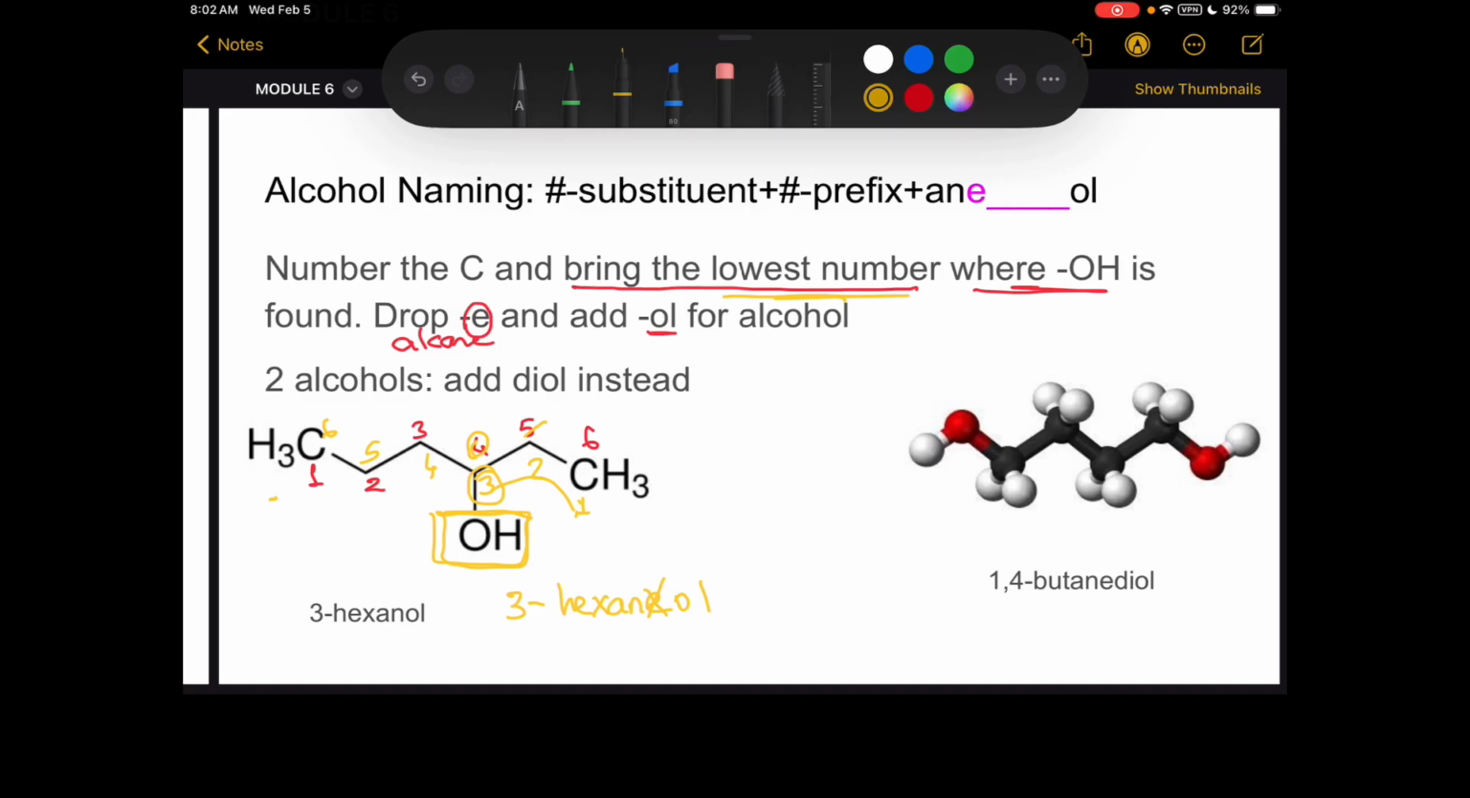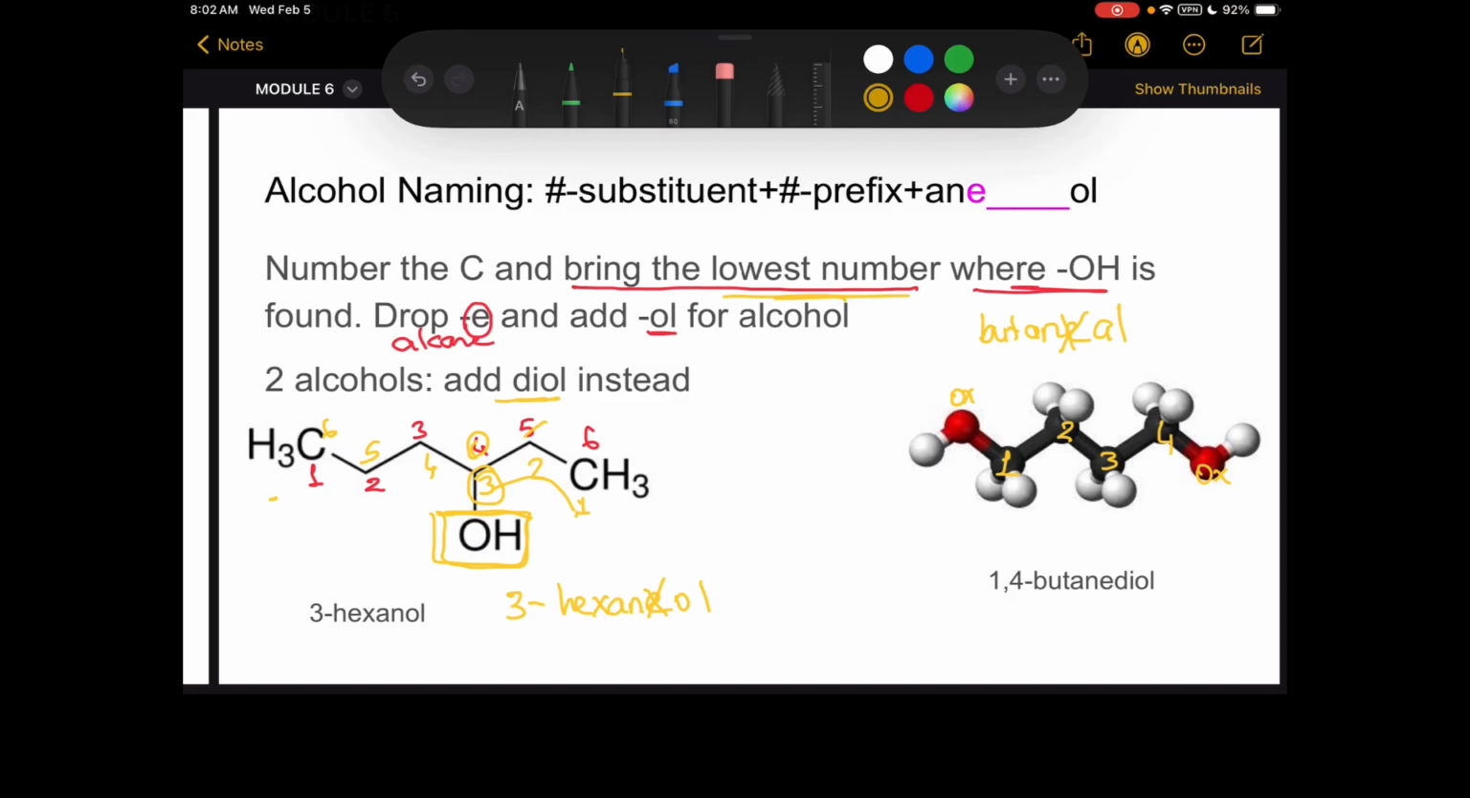And if there are 2 OH groups attached, then we are going to use diol instead. So what does that mean? Let's count our carbons. 1, 2, 3, 4 carbons. If there are 4 carbons, what's the prefix for 4? Butane. Okay, because this is an alcohol, how do I know? Because the red one is oxygen. I'm going to drop the E. So it's butanol. Where is my OH group located?